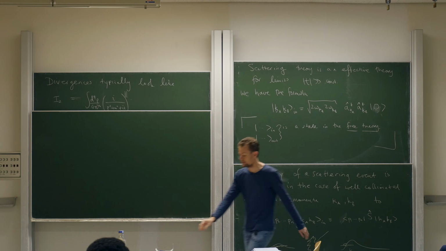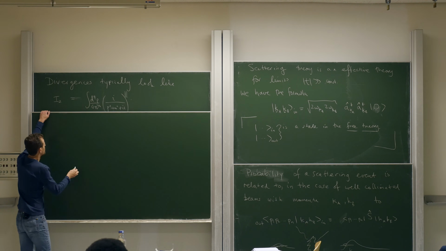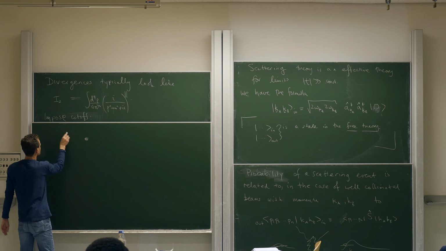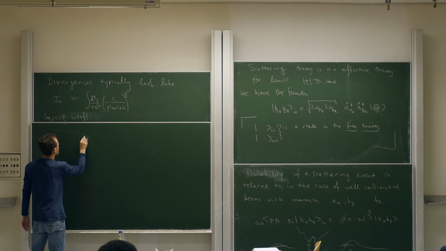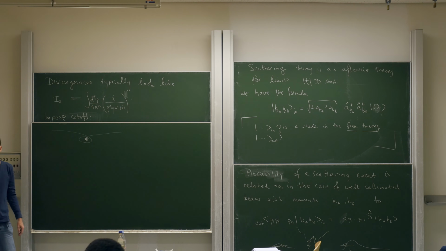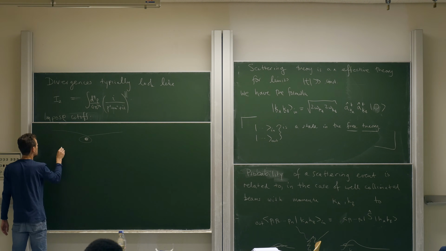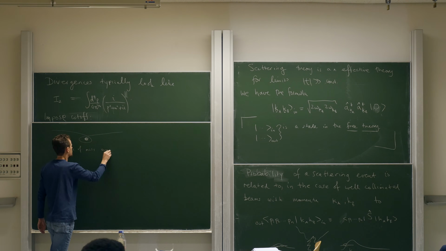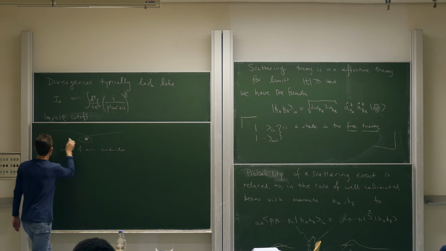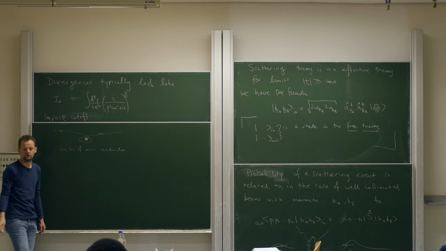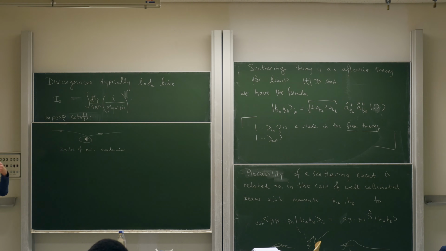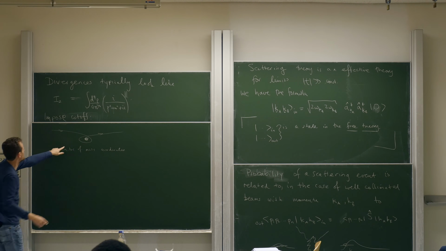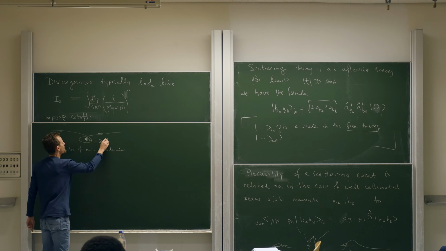So to remind you, the picture that we have in scattering theory is this caricature here. So this is in center of mass, center of momentum coordinates. A scattering event in center of mass coordinates looks like a single particle in the presence of a scattering potential, which is indicated by this blob here.